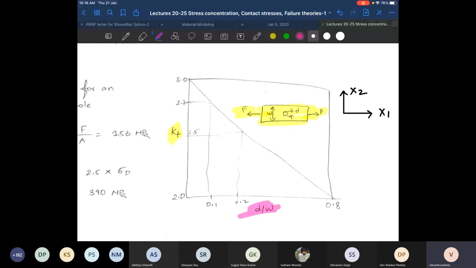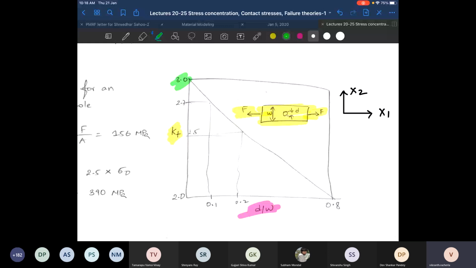And what is the highest value of Kt that you will get? The highest value of Kt will be 3.0, which is basically the problem of an infinite plate with a hole being subjected to far field tension. For finite-sized plates, it will always be smaller than this. So the bigger the hole, the smaller the value of Kt.